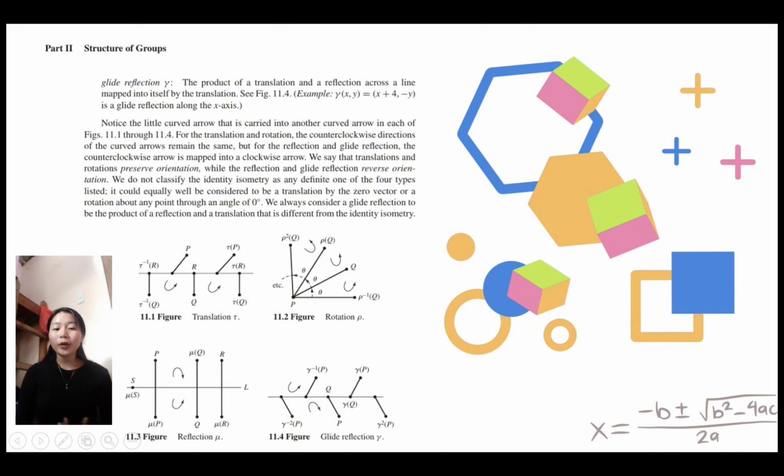So, it's clear what rotation is. And the last one is glide reflection. So, glide reflection combines a translation and reflection. Or, it combines a slide and a flip.